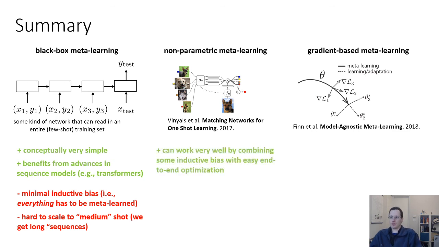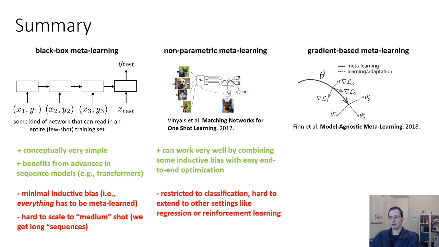The nonparametric methods have their own trade-offs. They can work very well by combining some inductive bias in this kind of nearest neighbor sense with easy end-to-end optimization. So they typically present relatively easy end-to-end optimization problems, and they use something about the structure of the learning problem, so they're kind of a nice compromise.